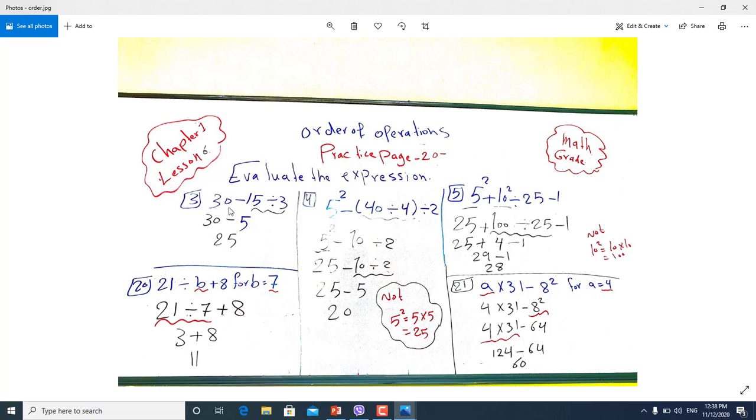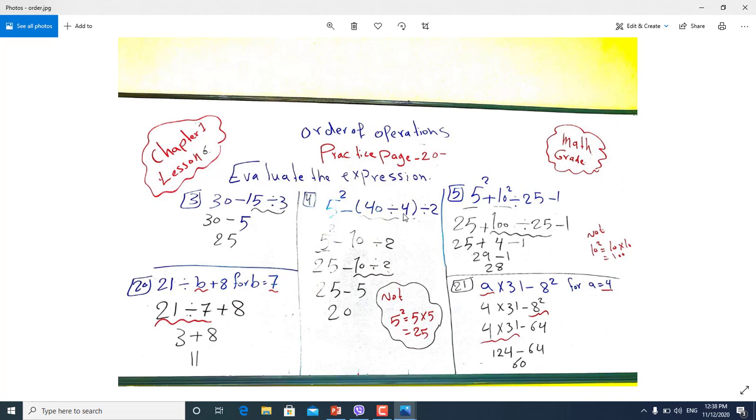This 30 we write again, this minus we put down. 15 divided by 3 is 5, and 30 minus 5, we just have minus, so you solve it. 30 minus 5, it's 25. And from number 4, we have 5 exponent 2, second power of 5, minus 40 divided by 4 in parentheses, divide by 2. So from the first step, we solve inside the parentheses.